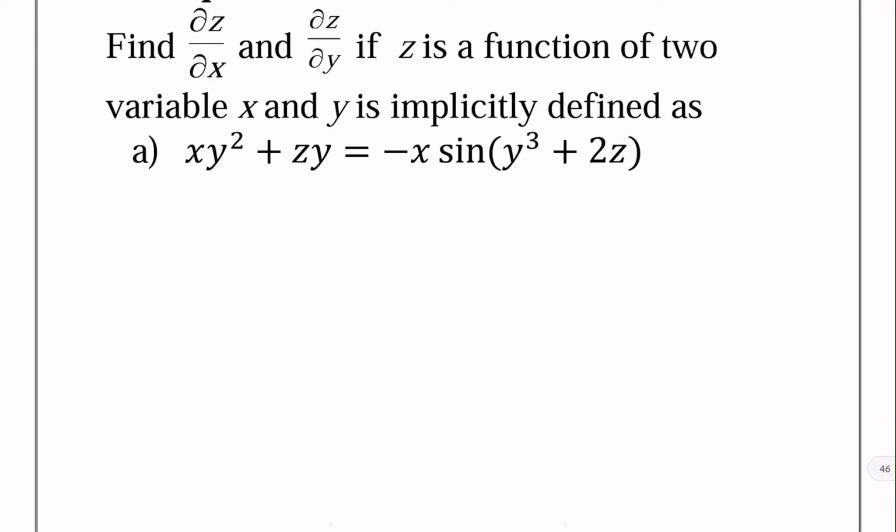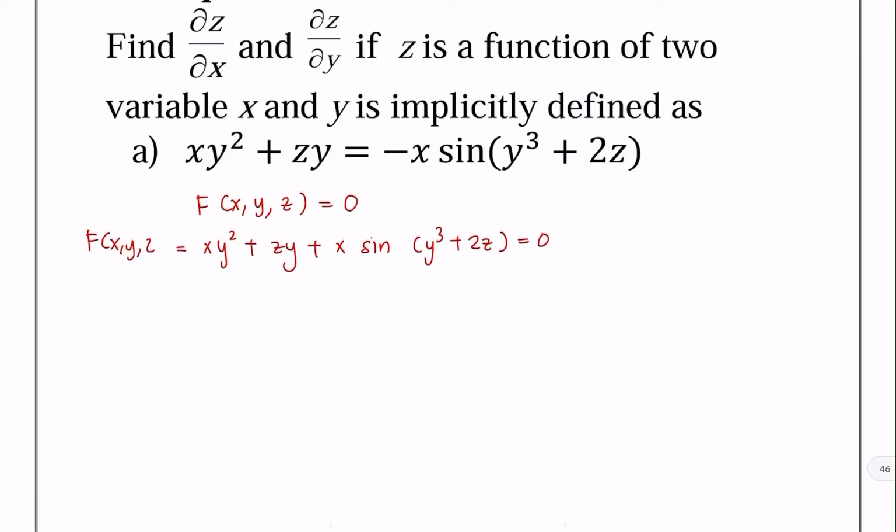Find del z del x and also del z del y, where z is a function of two variables x and y, and is implicitly defined as this one. So we need to find the f(x, y, z) equal to 0 first, before we use the formula. So xy squared plus zy plus x sine of y cubed plus 2z equal to 0. Therefore this is the f(x, y, z).